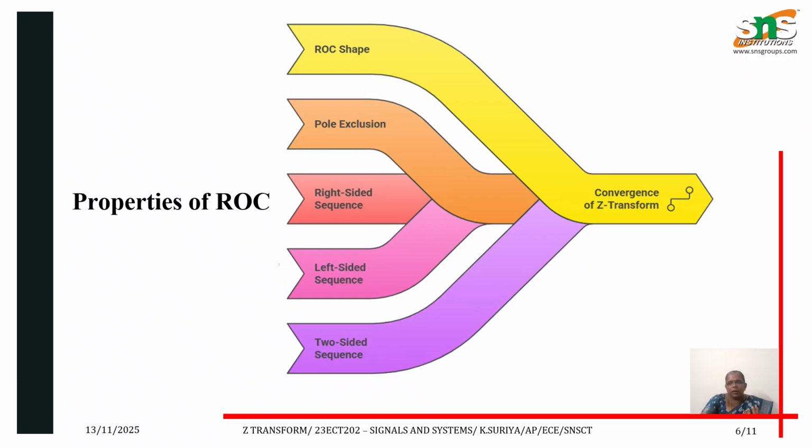So next we'll see about the properties of ROC. ROC is a ring or disk in the Z plane centered at the origin. The ROC does not contain any poles. For a right-sided sequence, the ROC will be outside a circle, and for a left-sided sequence, the ROC is inside a circle. For a two-sided sequence, ROC will be a ring. If the Z transform converges for modulus of z equal to 1, then the discrete time Fourier transform will exist.